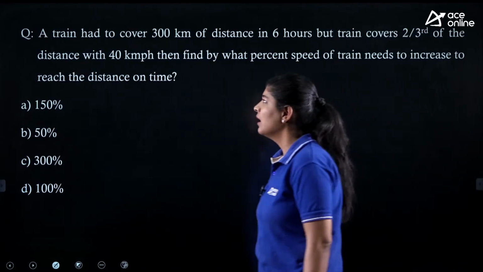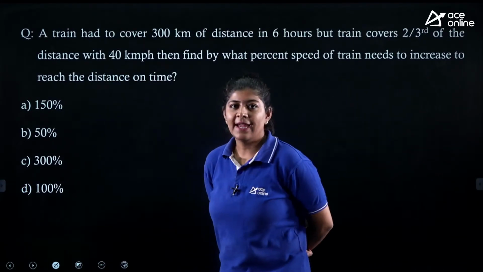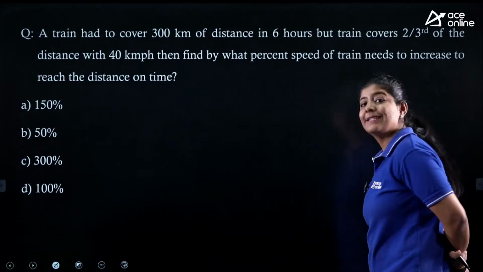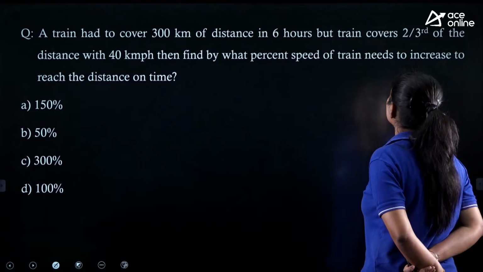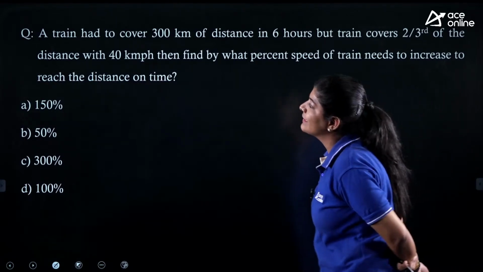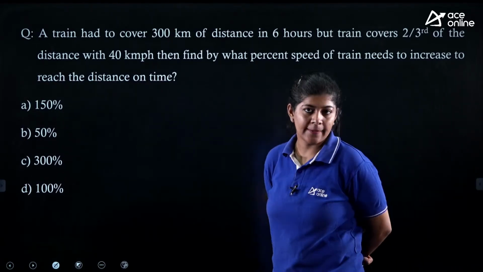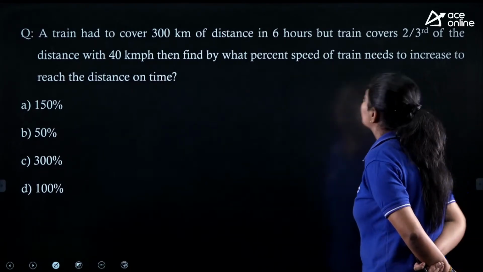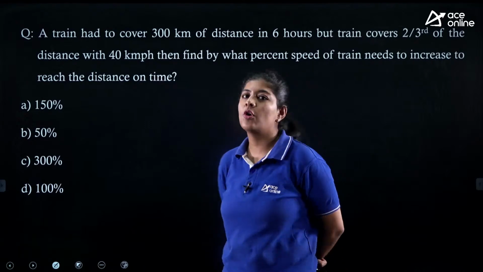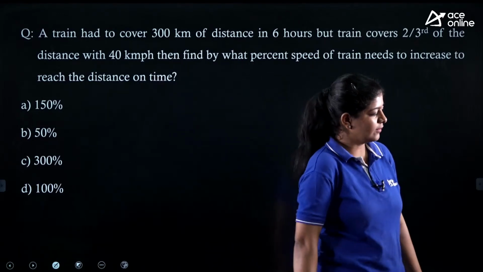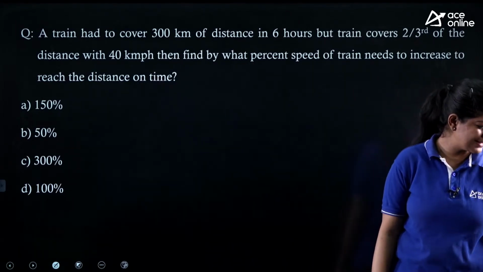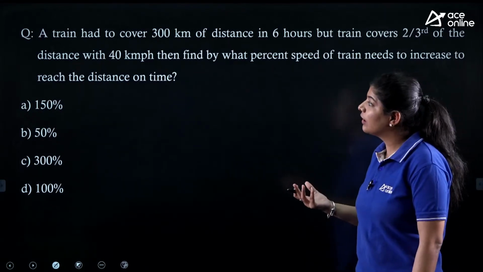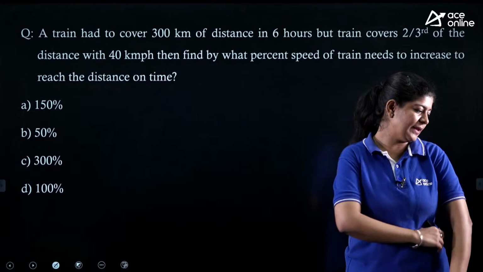Next. The next question is saying that a train had to cover 300 km of distance in 6 hours, but the train covered 2 by 3rd of the distance at 40 km per hour. Then find by what % the speed of the train needs to increase to reach the distance on time. Again, it's a very easy one. All you need to do is the basic calculation, and after that you simply need to use the concept of percentage change and you will get your answer.